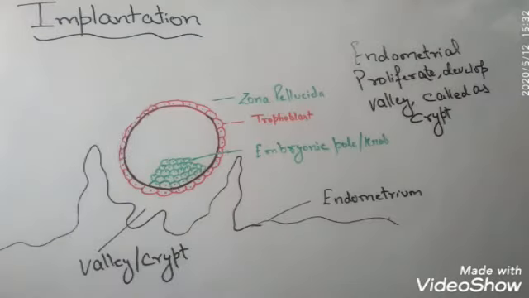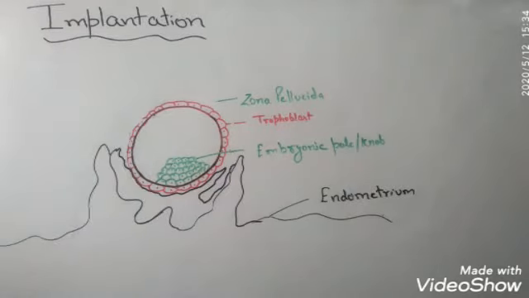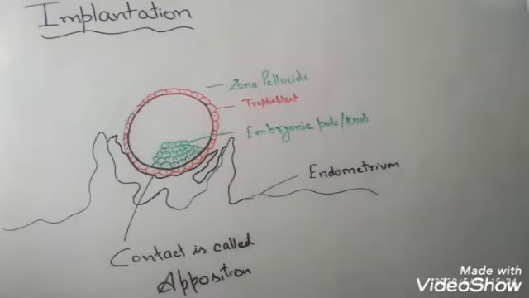Now, as the uterus lining, that is the endometrium, rises up, it results in the formation of a belly-like structure which is called the crypt. After the formation of the crypt, proliferation keeps on, and as a result the uterus lining touches the animal pole trophoblast layer, as you can see from the figure. Now as the blastocyst comes in contact with the endometrium lining of the uterus, the process is called apposition.